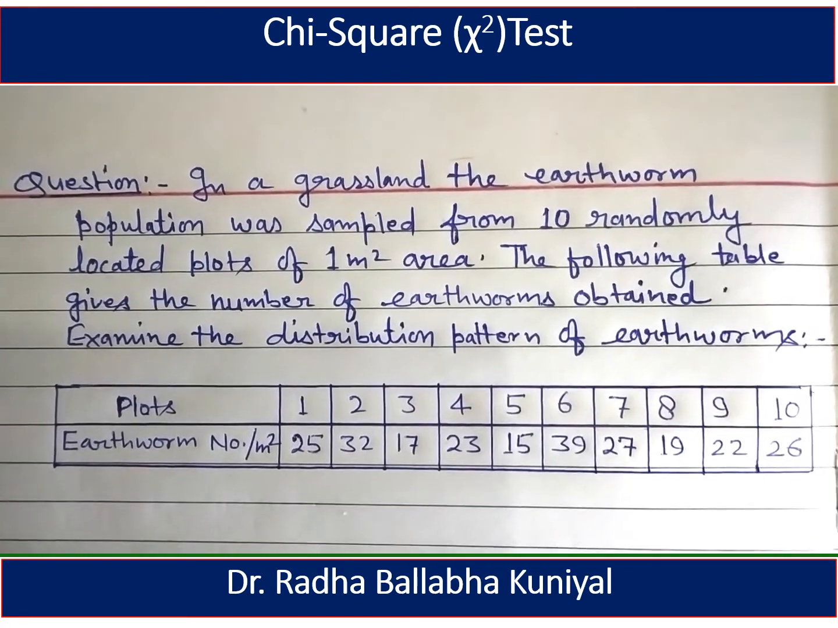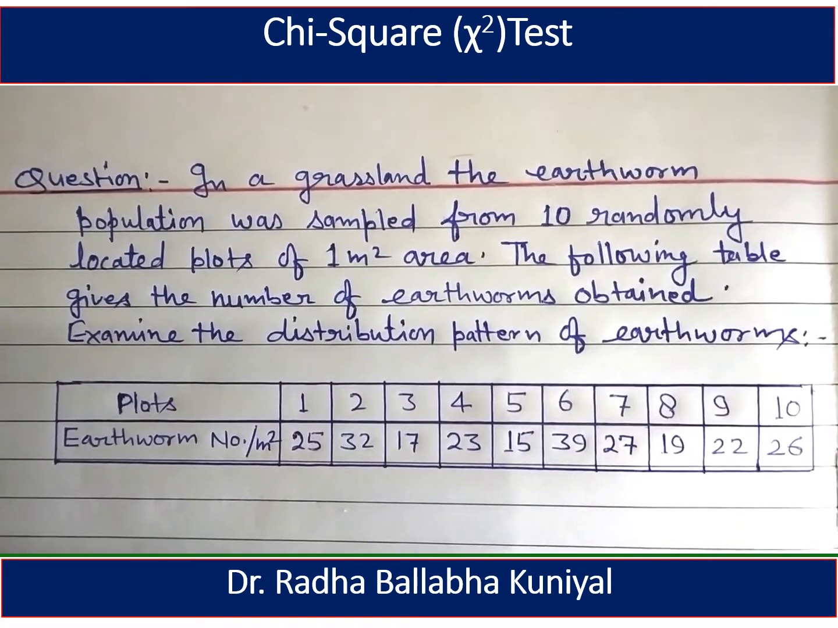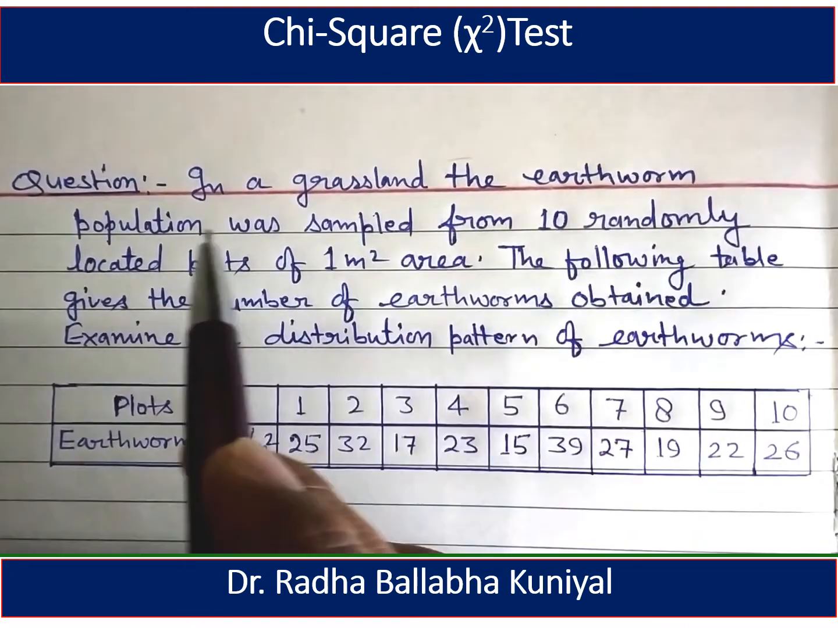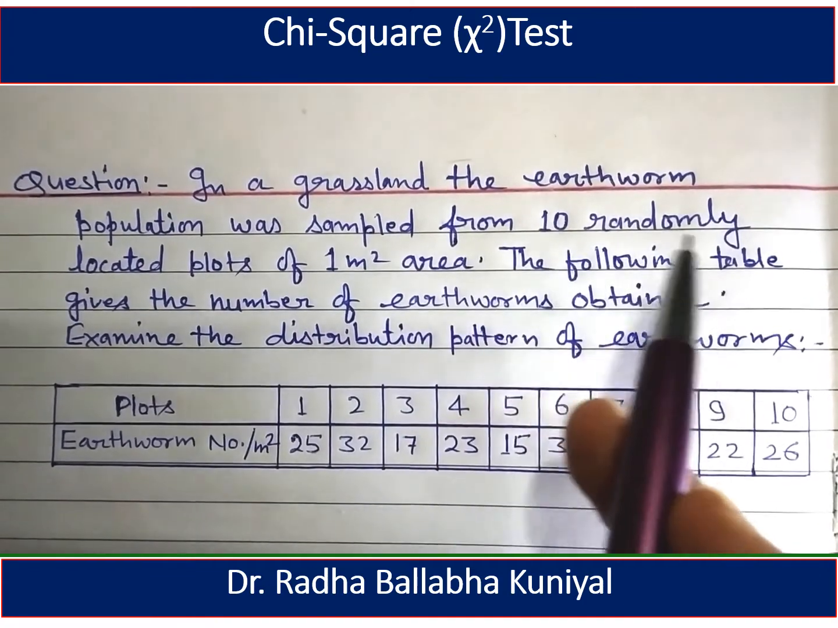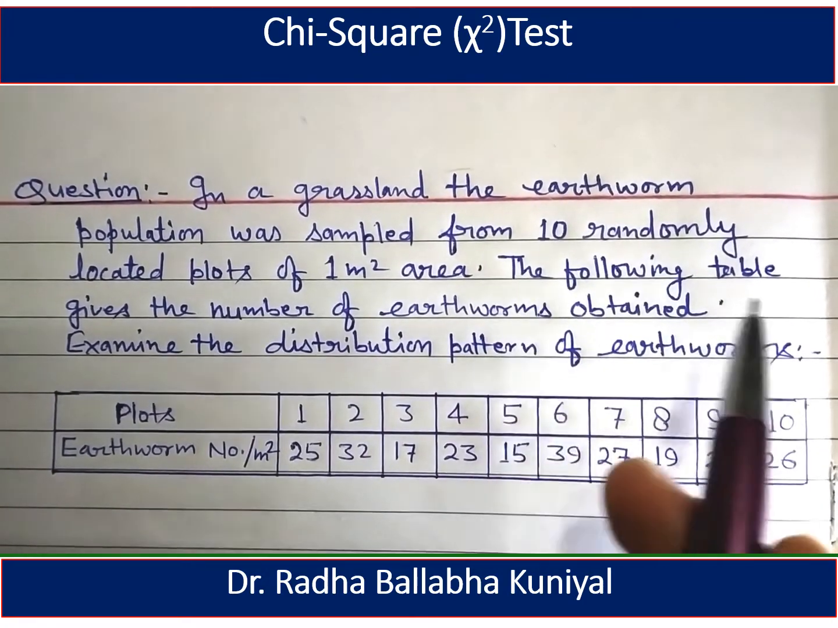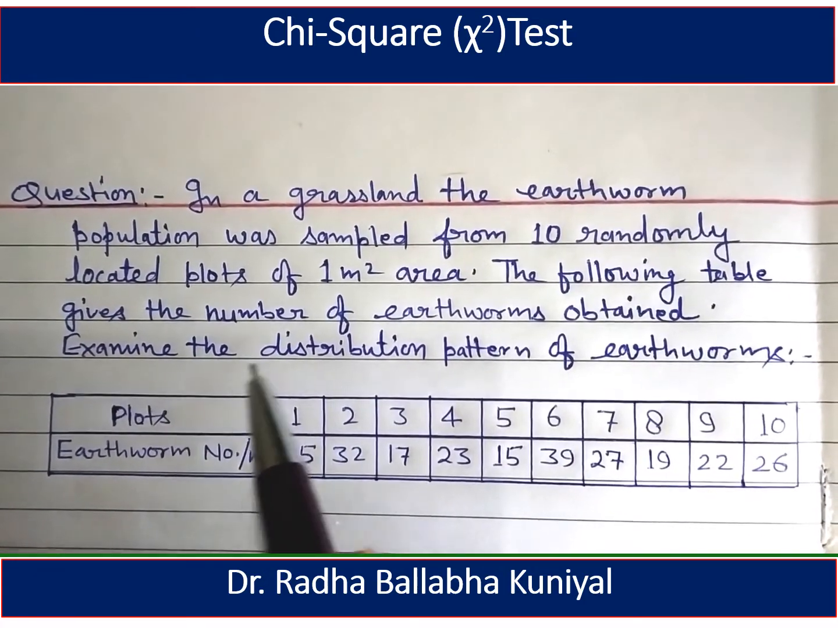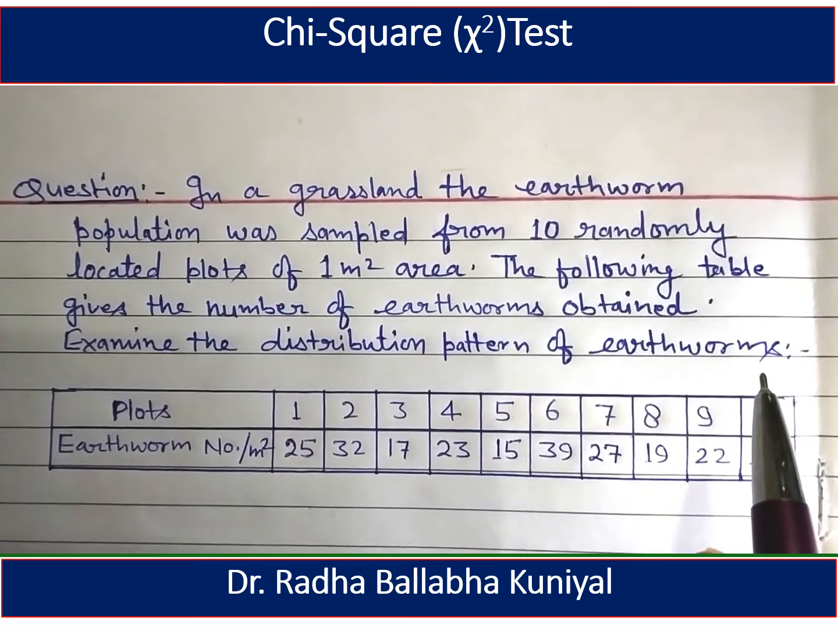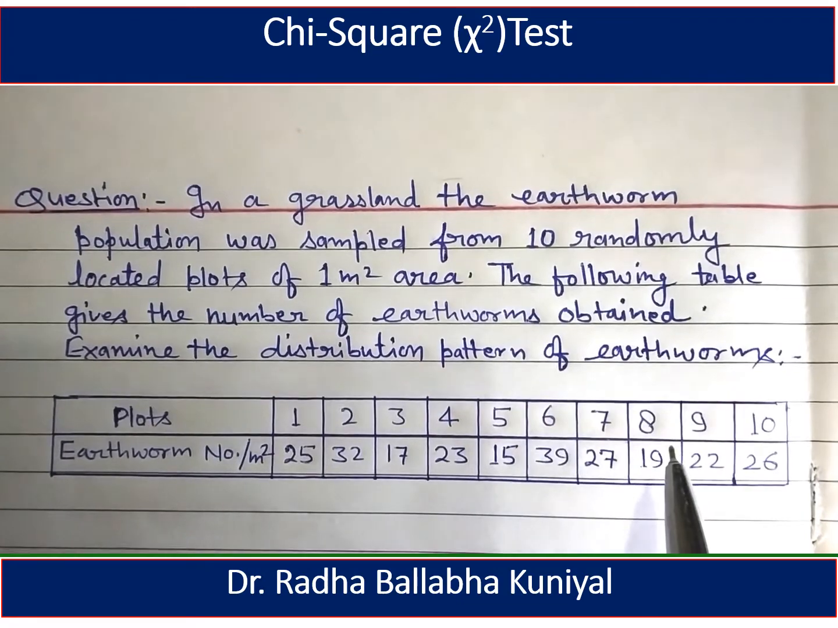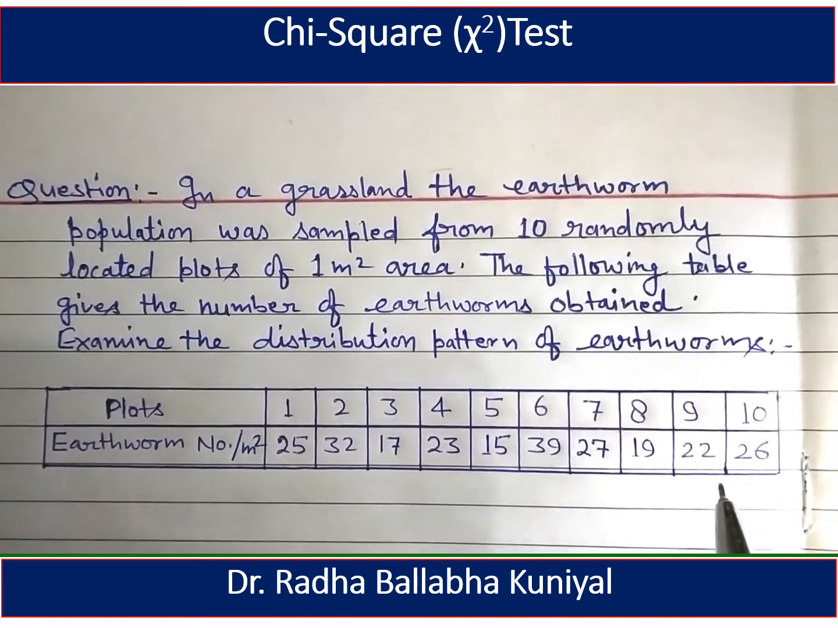Now, we will understand how to calculate the chi-square test goodness of fit with the help of this question. Here the question is, in a grassland, the earthworm population was sampled from 10 randomly located plots of 1 meter square area. The following table gives the number of earthworms obtained. Examine the distribution pattern of earthworms. Here, this table is showing the number of earthworms obtained in all 10 sampled plots.